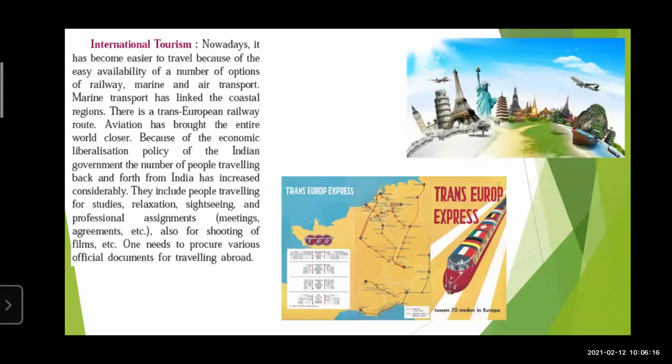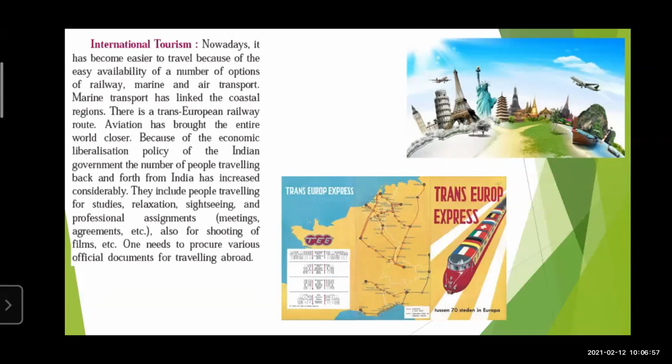People travel for various reasons all over the world. They travel for studies, they travel for relaxation, they travel for different sightseeing, different famous places, and professional assignments like meetings, agreements, etc. Even for shooting of films, etc. One needs to procure or keep the necessary documents, various official documents, you can say, like passport and visa for traveling abroad. Okay, if you want to travel to any international destination, you need to have valid official documents with you.